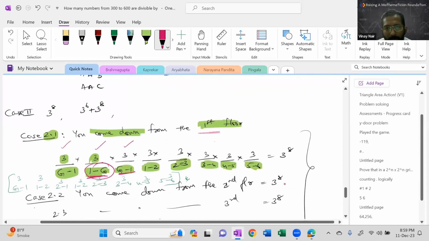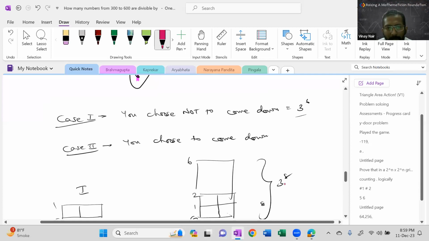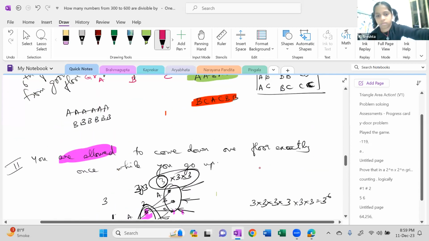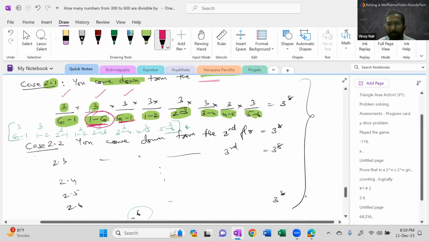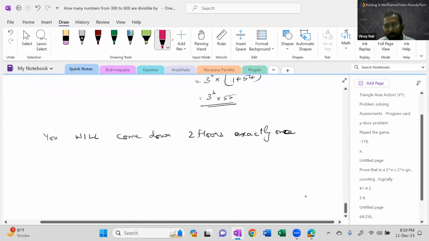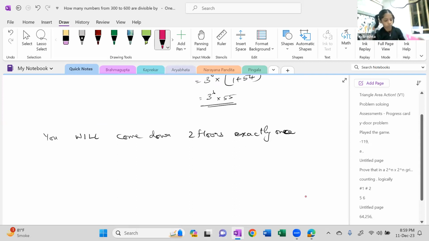No. Because the question says you come down 2 floors exactly once. That means you will only come down once in the whole journey. What you are stating is a harder problem, but still it's a solvable problem. But it is not the same as this one because here it is only once. Okay, sir. Okay.